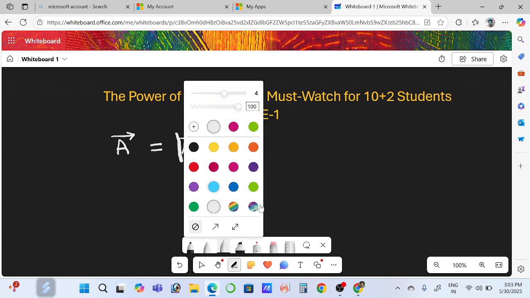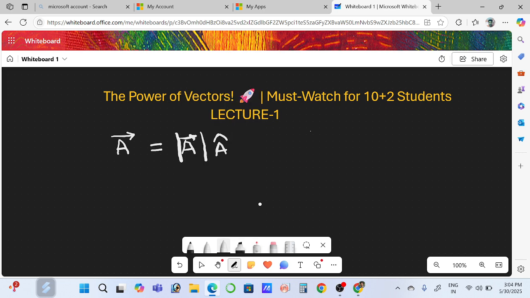Any vector can be written as A equals Ax i hat, Ay j hat, and Az k hat. So what is i, j, k? i, j, k are the unit vectors along the x-axis, y-axis, and z-axis.